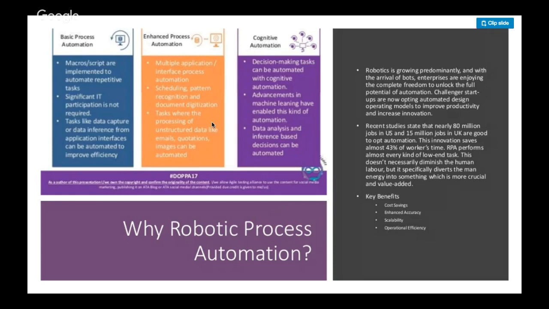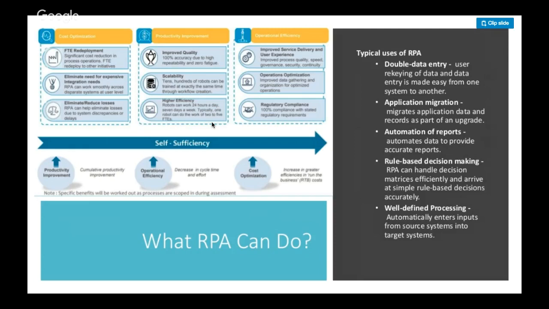Cost savings. Now, if you are using a lesser number of resources and you're automating with RPA, then you have much more cost savings. And then enhanced accuracy, because we have defined a certain set of rules, and those rules have to be followed by a program. And we know that programs are much more accurate when they are executed than human beings, and they are much more consistent.